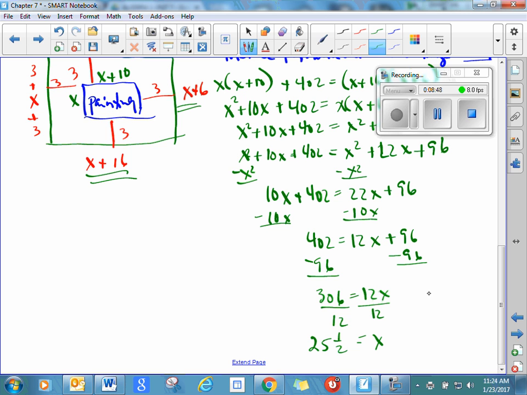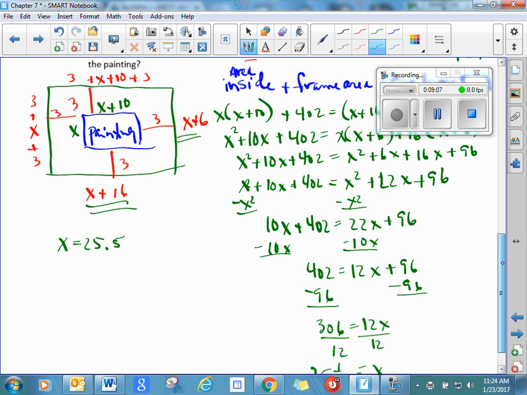Okay, don't be afraid of weird numbers. You can have an inch and a half, it doesn't have to be a whole inch measurement. So just make sure you've done your work correctly, and I have, I think. So my x is equal to 25.5. My x, remember, is the little guy on the inside.